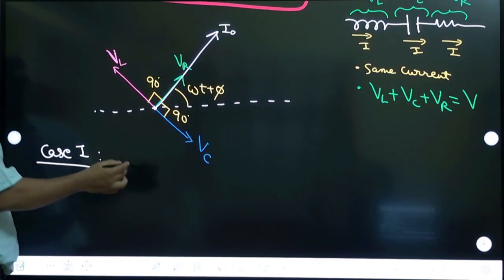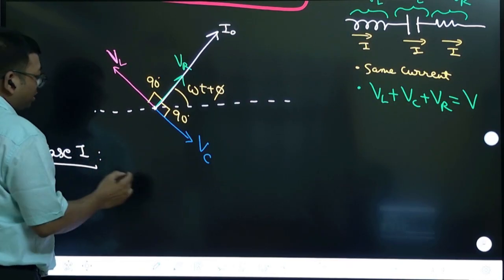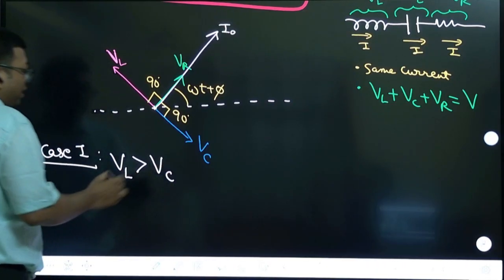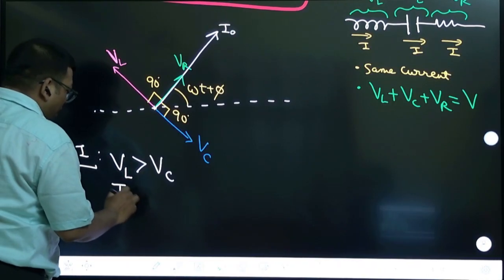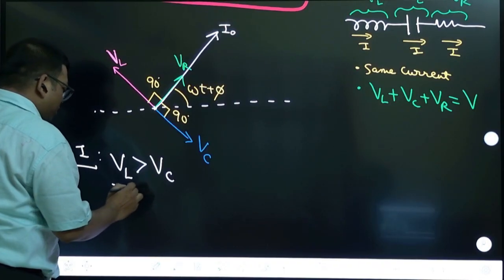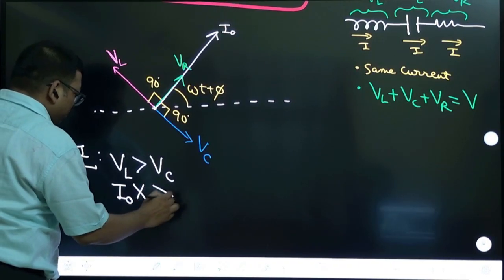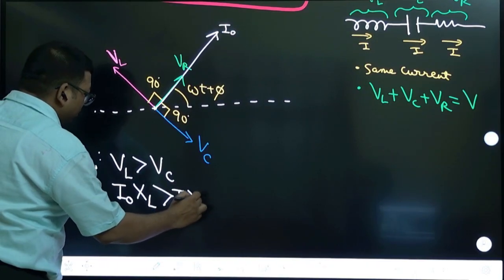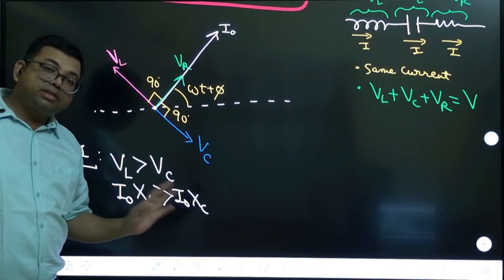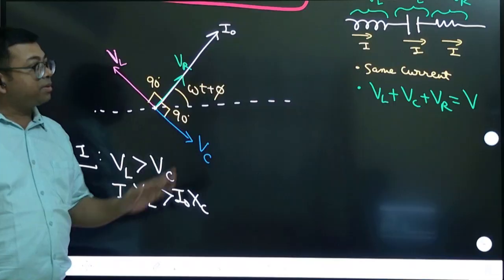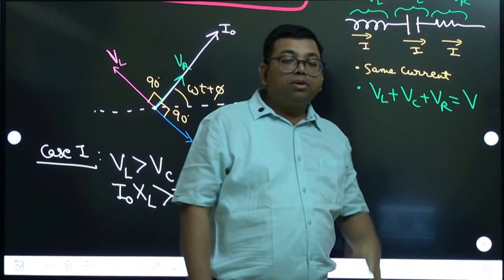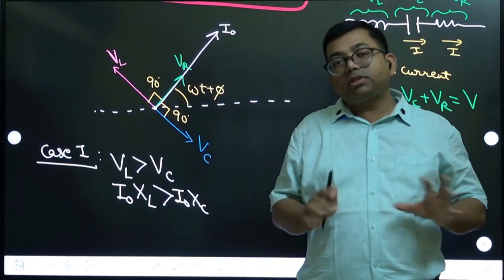Case 1. I will take VL larger than VC. VL larger than VC means, we are taking peak, everything is peak, so I naught XL must be greater than I naught XC. Yes, voltage is I naught into XL. I naught is same because they are in series. Current is same everywhere. This you can take instantaneous or this you can take peak. While drawing this phasor diagram, we always take the peak.